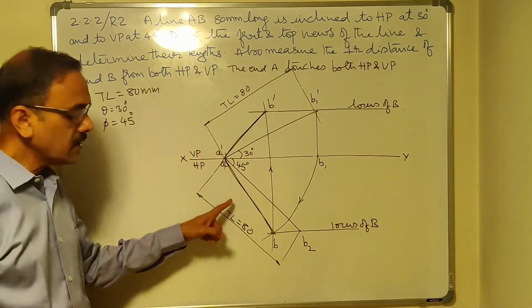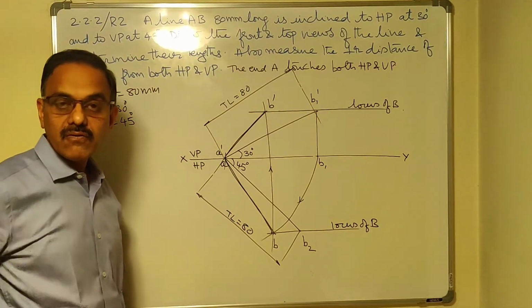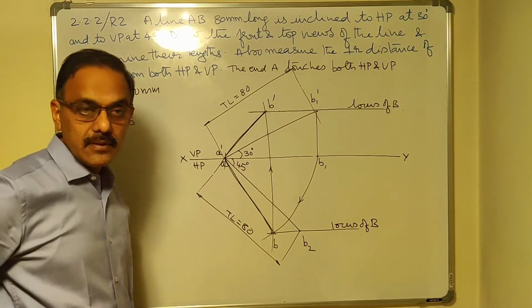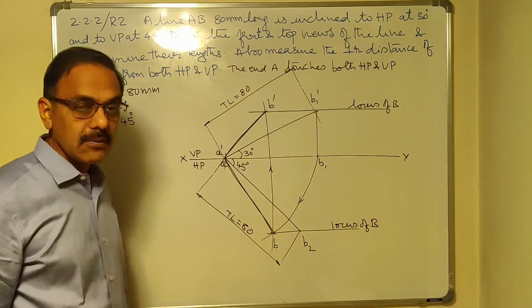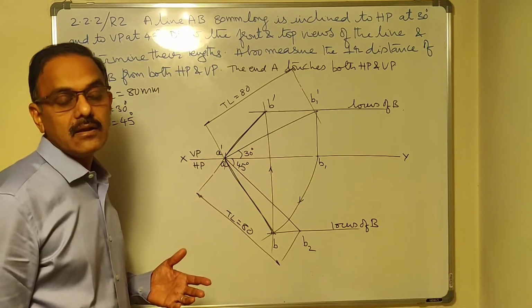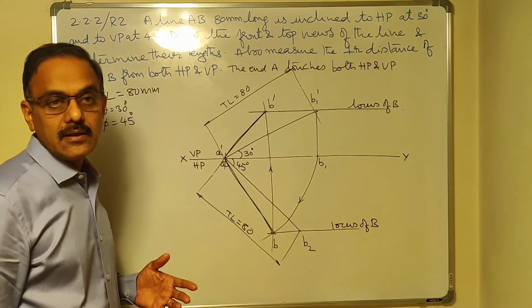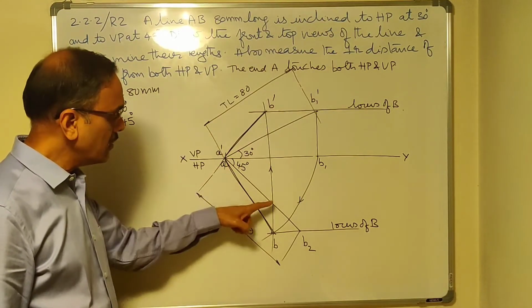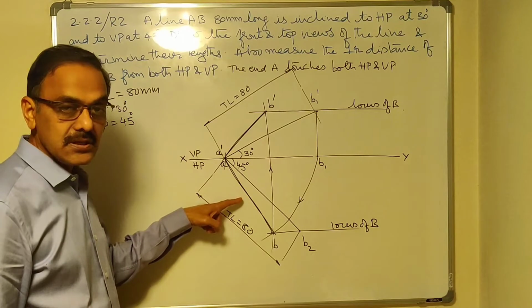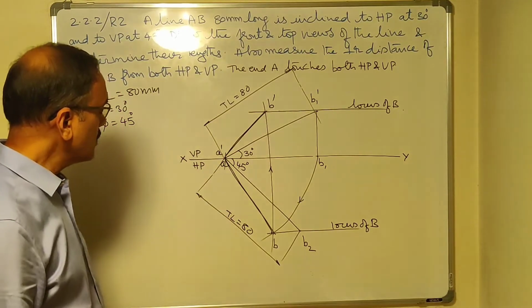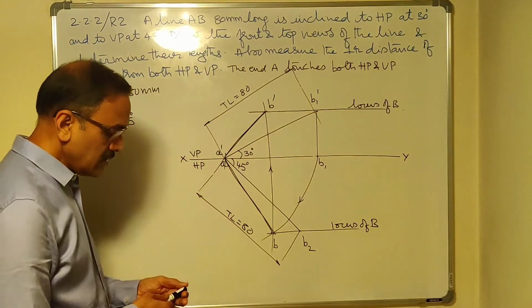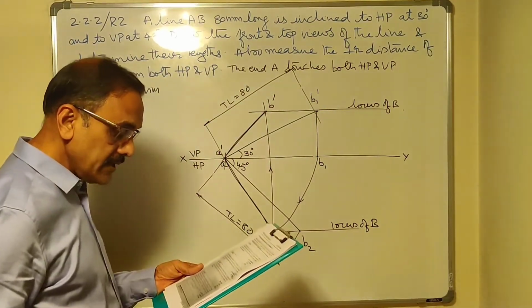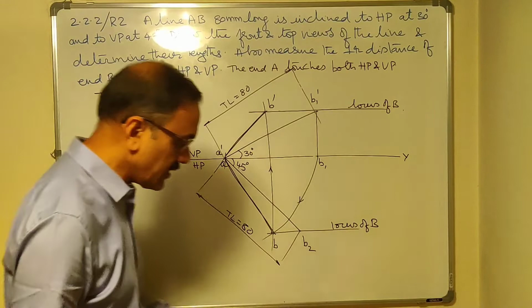So these are nothing but the apparent lengths of AB. Apparent lengths means the top and front views. Sometimes the top view could be a true length, but in this case the true length is different and the front view is different. True length is here, the top view is here. So these are the apparent lengths. You are asked to measure them. Let me see what the values are. A dash B dash is 56.57.